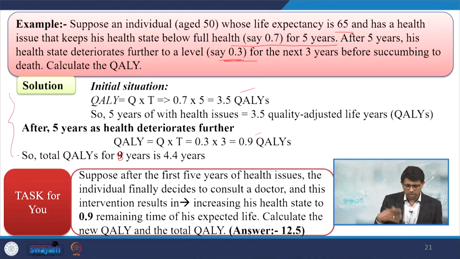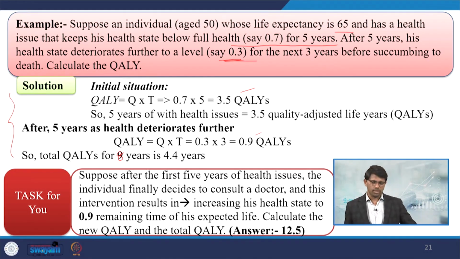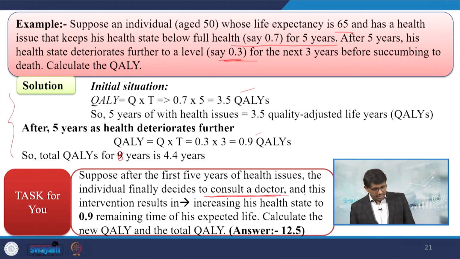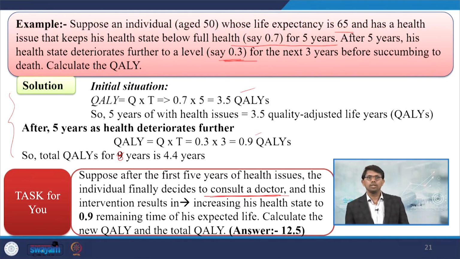You can calculate, and this is how authors really calculate QALY. I think it will be useful for you, and I am giving another context and example for you to calculate. We are also specifying the answers for you. Suppose after the first 5 years of health issue, from the same example, the individual finally decides to consult a doctor. Now we are taking an intervention, and this intervention increases his health state to 0.9 instead of 0.3, for his remaining expected life. Now calculate the new QALY and the total QALY, and the answer would be 12.5.